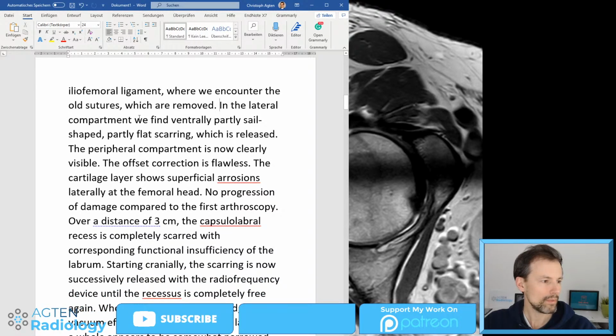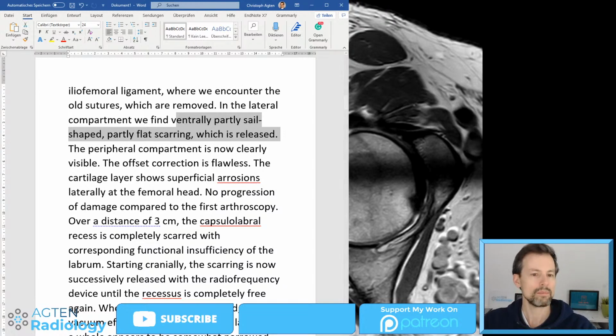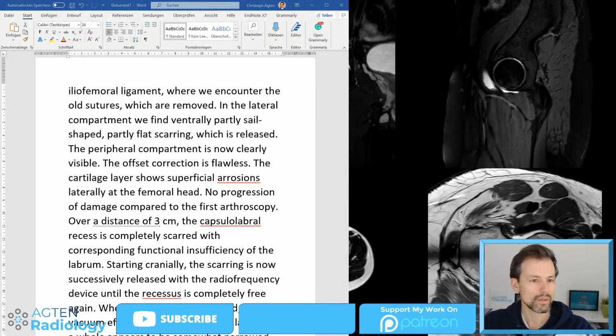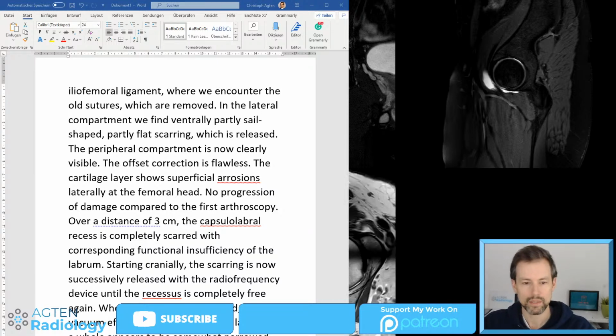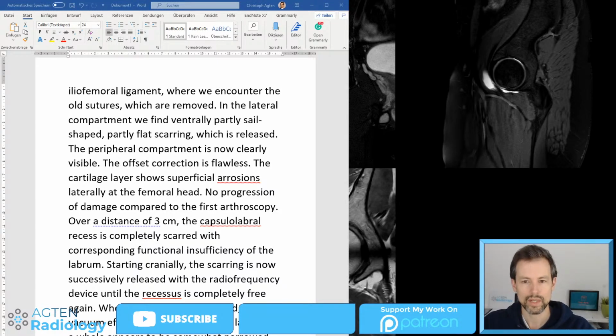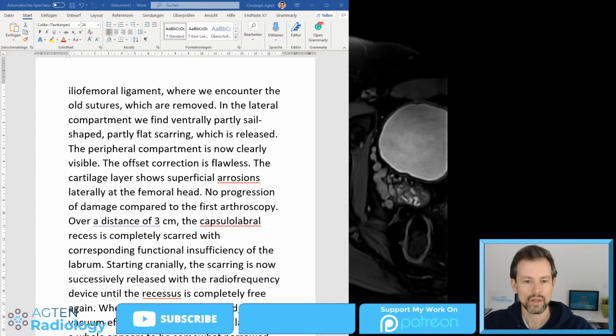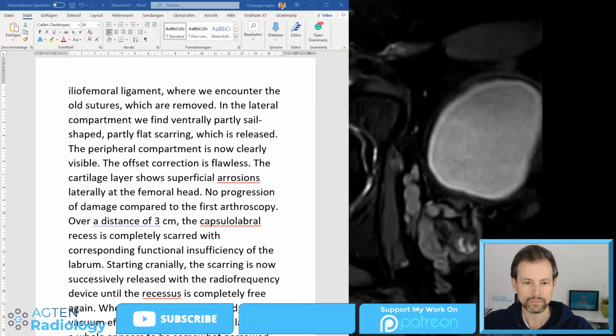So in the lateral compartment, so we are not talking about this area here, we find ventrally partly sail-shaped, partly flat scarring, which is released. So there should be some scarring between the joint capsule and the femur, and they released this. So let's see whether we can identify this. I think the best sequence might actually be the radial one or the transverse oblique.